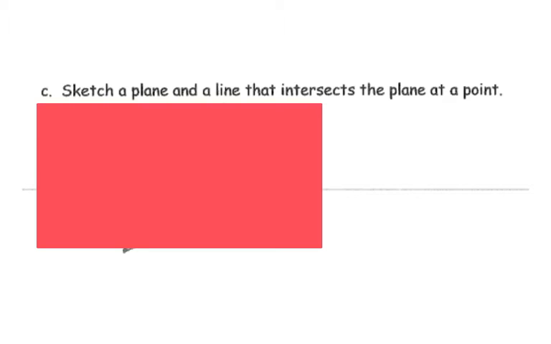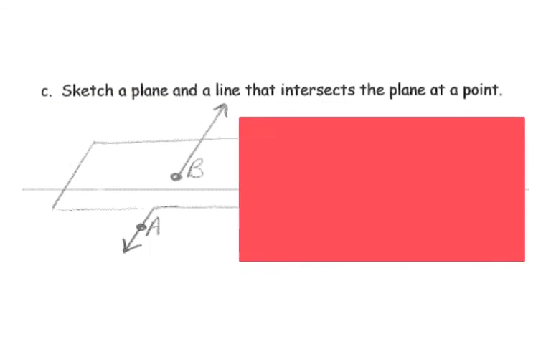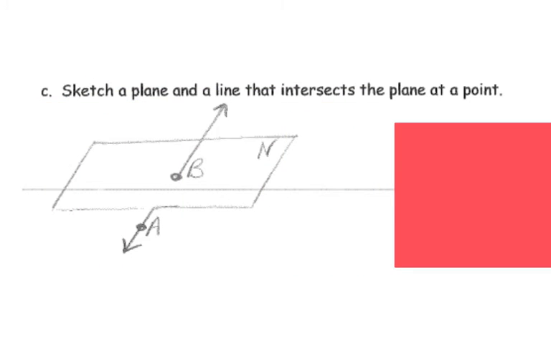Sketch a plane and a line that intersects the plane at a point. Okay, always reference your notes or earlier pages that we did. Okay, your masterpiece should look something like this. Notice I have a plane. This time I chose to call it plane N. And my line is still AB, but point B is where the intersection occurs between the plane and the line.